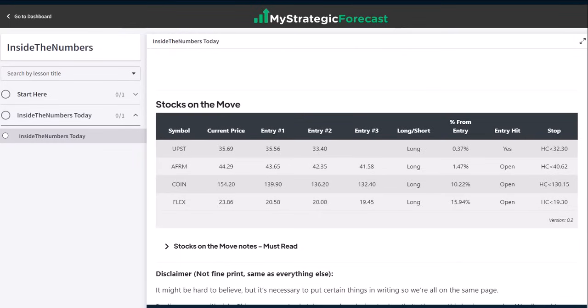What about stocks on the move? We had 4 on the board today. Only 1 hit its entry objective. It was Upstart. Affirm, Coin, and Flex did not. They're off the board. There are no trades. We'll take a look at the chart of Upstart.